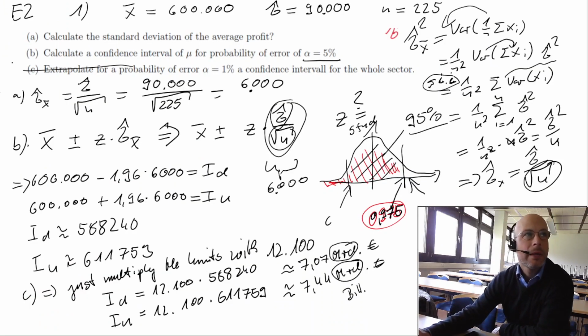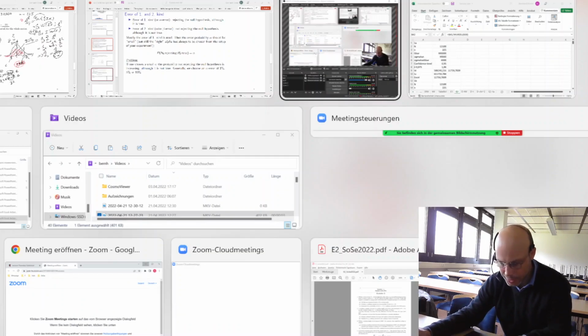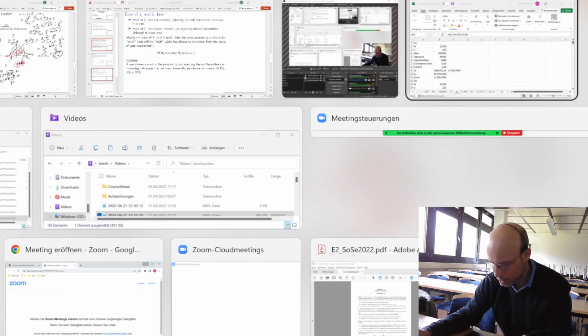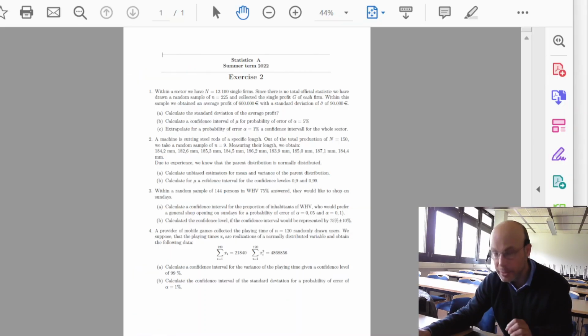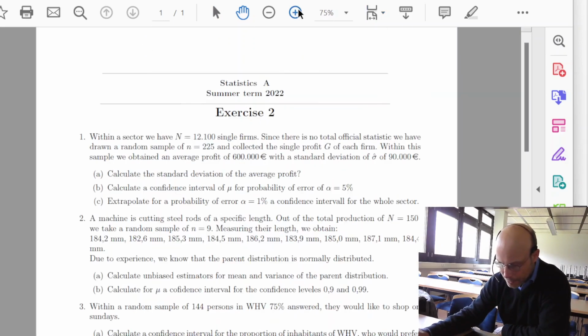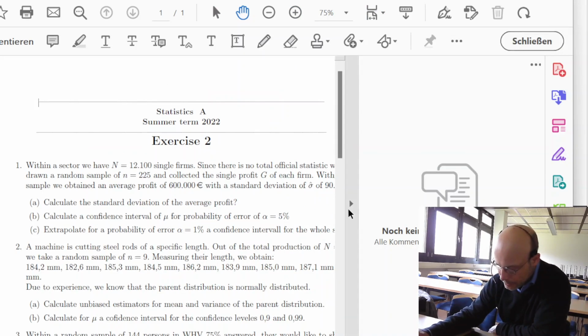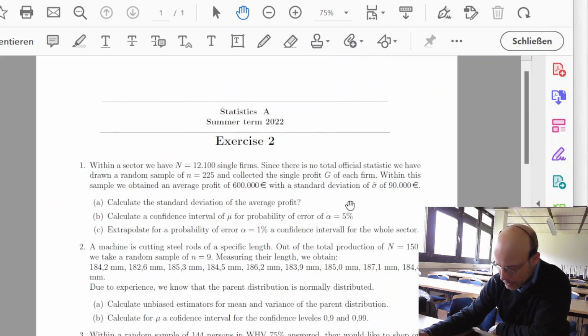Here we are. We had the last time our first exercise from exercise sheet number 2, and this we find here. Okay, now we are going on with exercise number 2, and I just cut it.